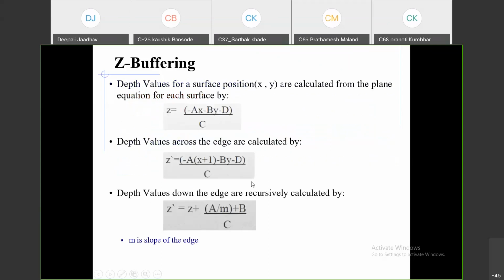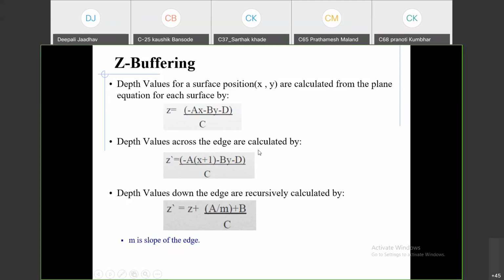And Z buffer. So how is this value calculated? The depth value of the surface position (x, y) is calculated from the plane equation for each surface. So z is equal to minus ax minus by minus d divided by c, where a, b, c, d are the coefficients of the plane. Normally consider degree 3, x raised to 3. So accordingly, a, b, c, d values are there. So using those values, the z value is calculated for the plane surface.